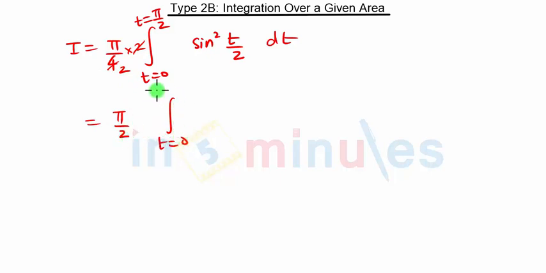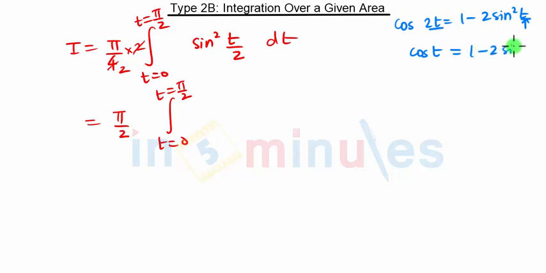Integration of t is going from 0 to pi by 2, and here again we are going to apply the formula of sin square t by 2. Sin square t by 2 is a very complex integration, so we just cannot solve this as it is. So we know that cos 2t is 1 minus 2 sin square t. Then cos t will be, since t is half of this angle, 1 minus 2 sin square t by 2. So what is 2 sin square t by 2? We take this sin square t by 2 here and cos t here, and we get 2 sin square t by 2 equal to 1 minus cos t.